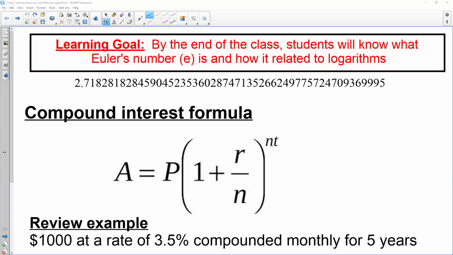All right, so the goal of this video is to explore something called Euler's number, which is denoted by the letter E. We're going to start off by doing a quick review of something you've already seen, which is compound interest.